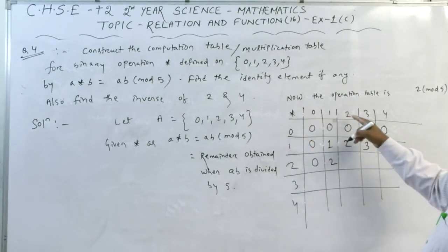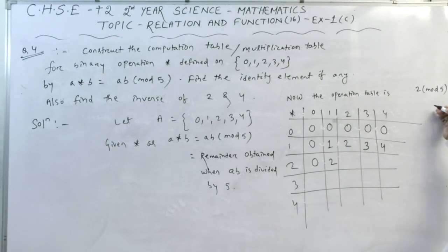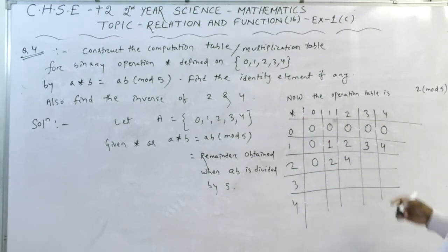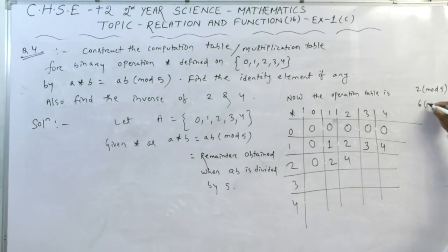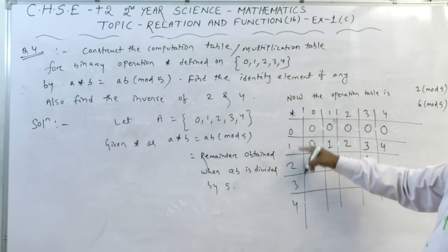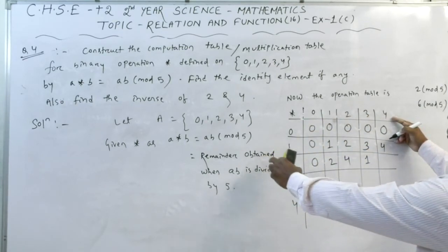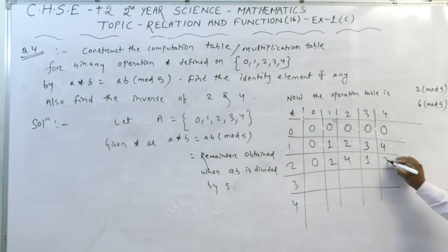And 2 star 2, it is 4. So 4 modulo 5, you will get 4. 2 star 3, it is 6. 6 modulo 5, what do you get? The remainder is 1. 2 star 4 means it is 8. It is 8 modulo 5, so you will get the remainder as 3.